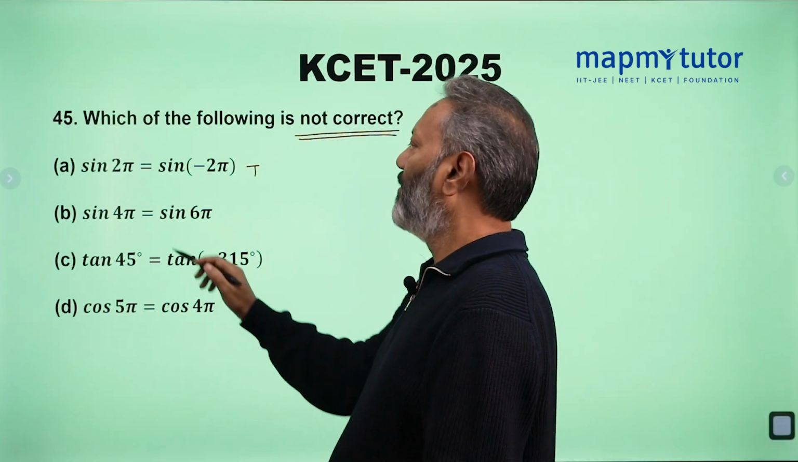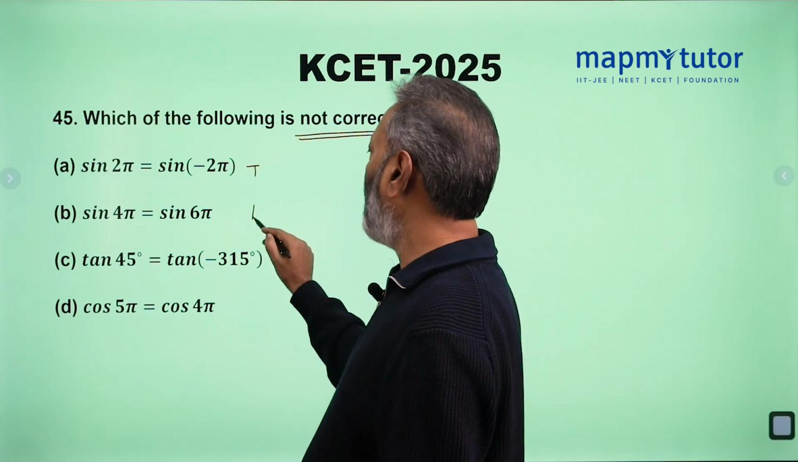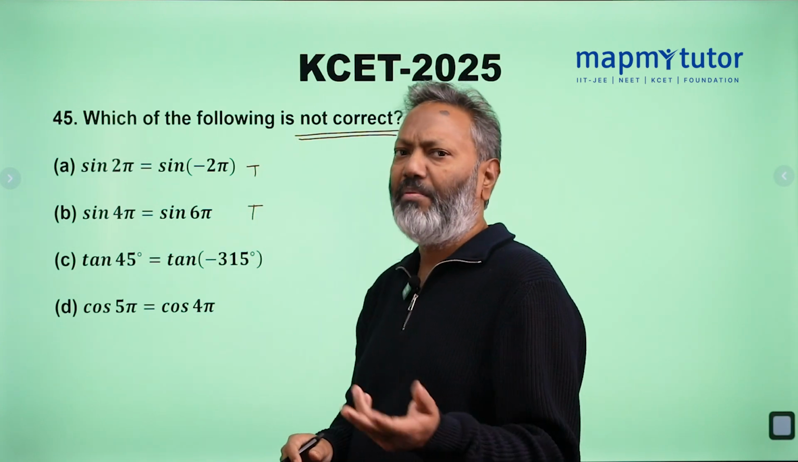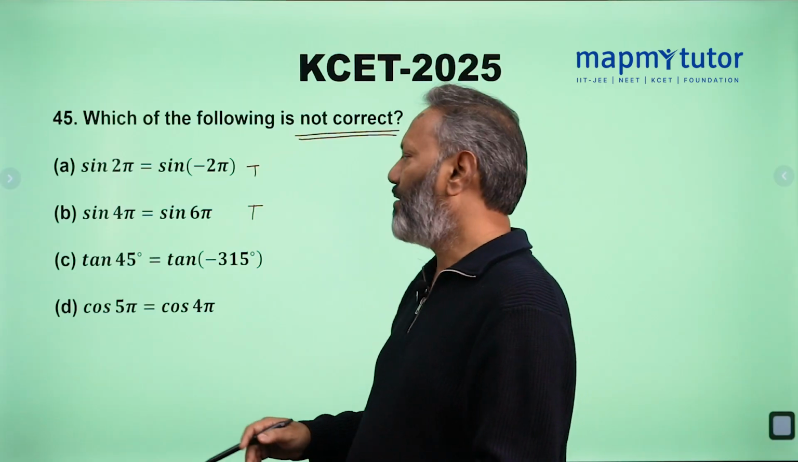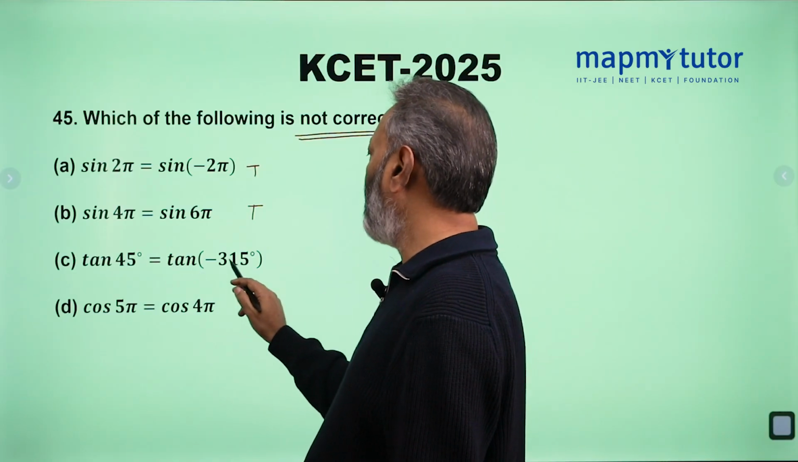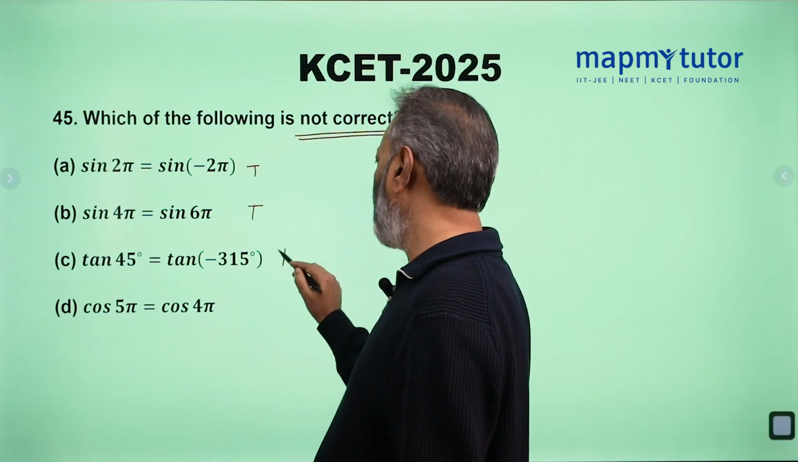correct answer, okay? Sine 4 pi, sine 6 pi. Yes, they are equal. Again, zeros. For any integral multiple of pi, sine is 0 only. And tan 45 and tan minus 315. Yes, it is also correct.